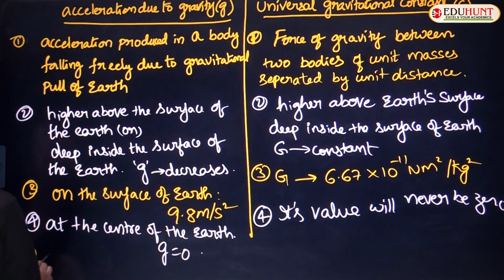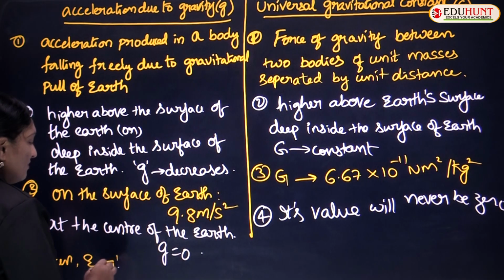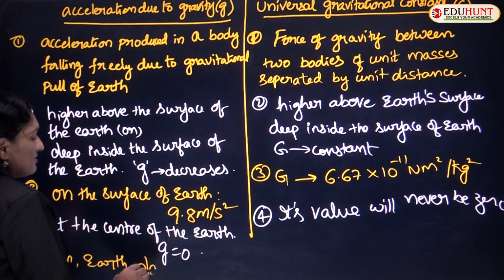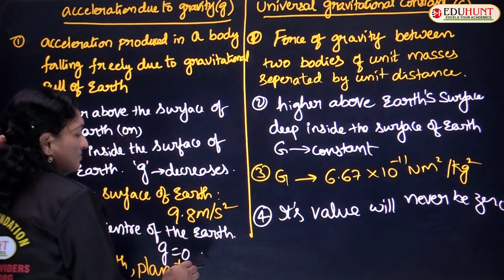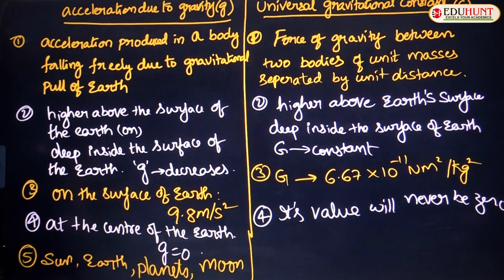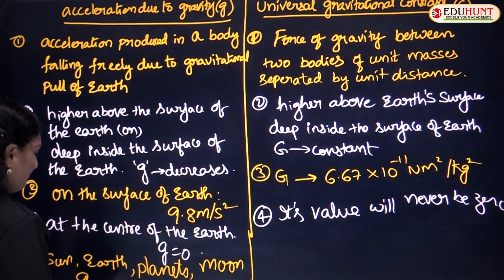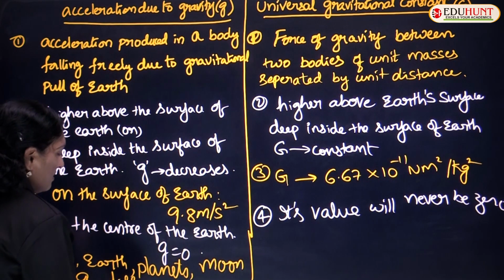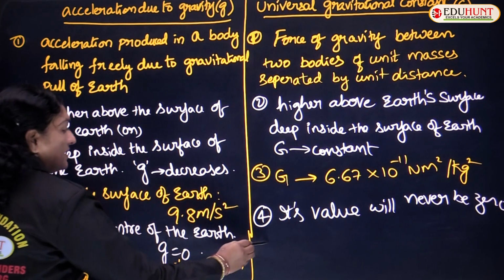If you consider the value of small g on sun, it will be different. On earth, its value is different. On different planets, its value will be different. On moon, its value will be different. So at different places, the value of small g will be different.